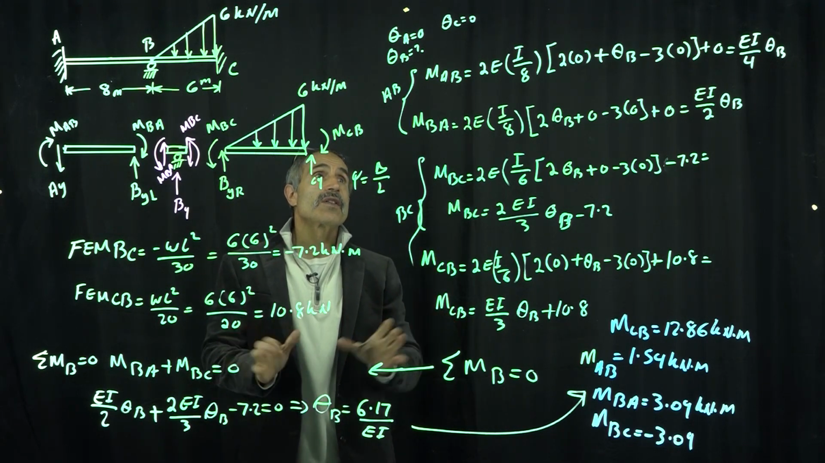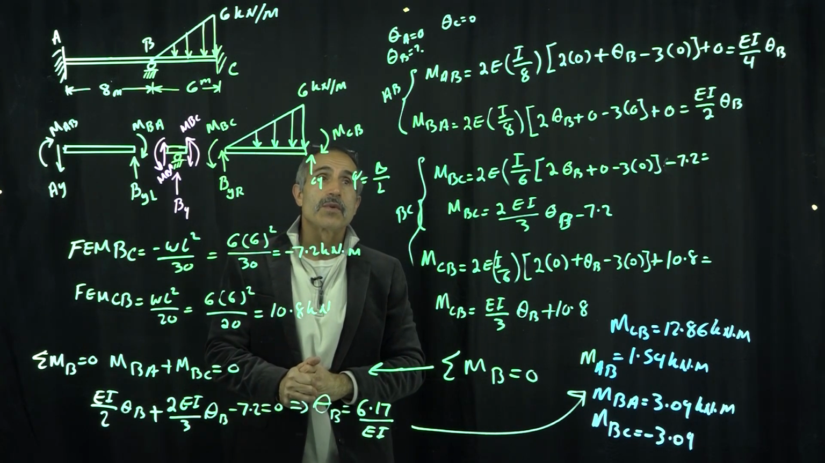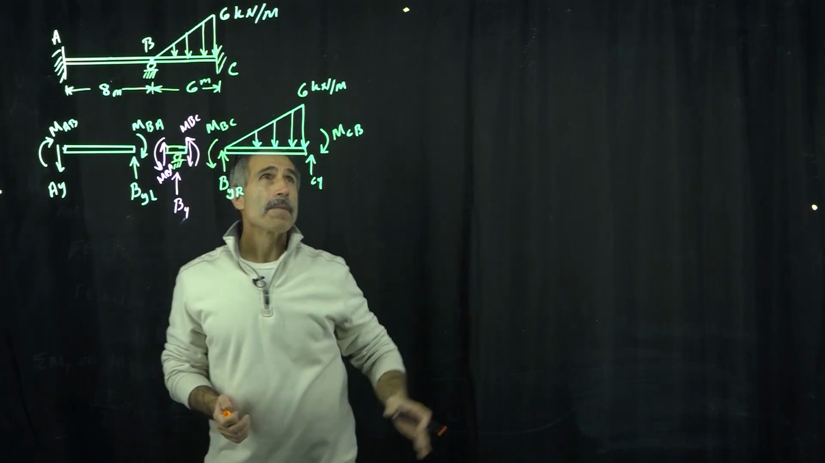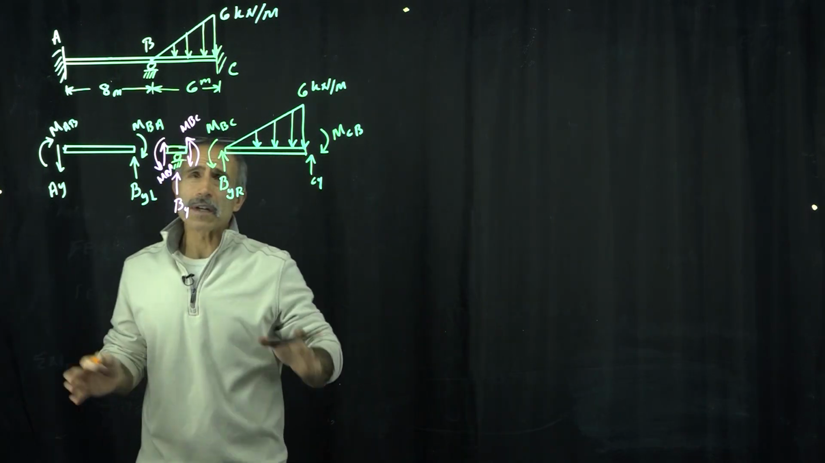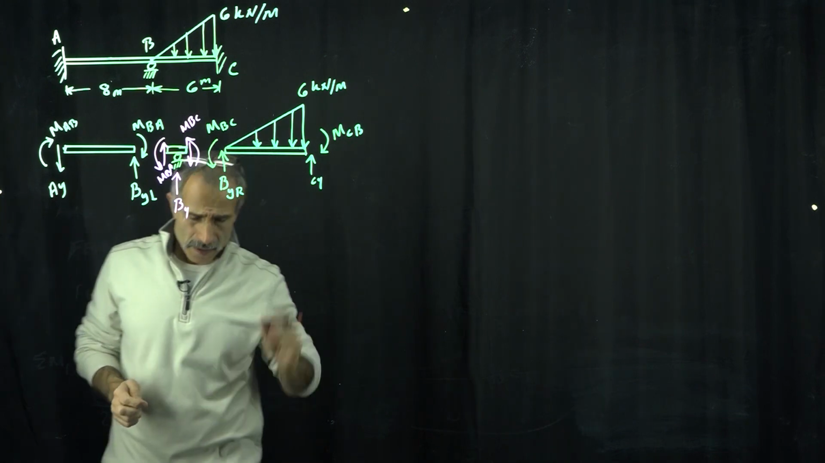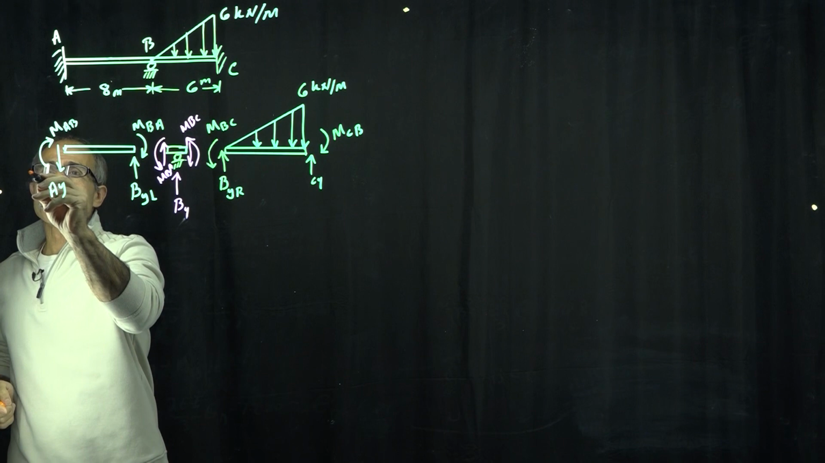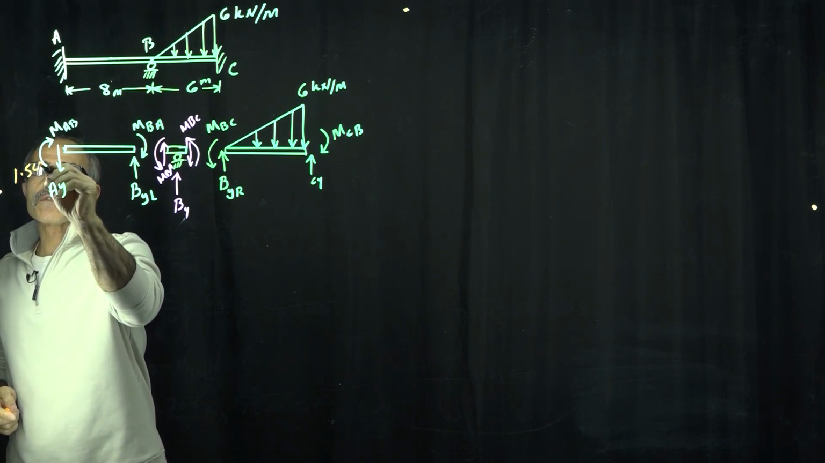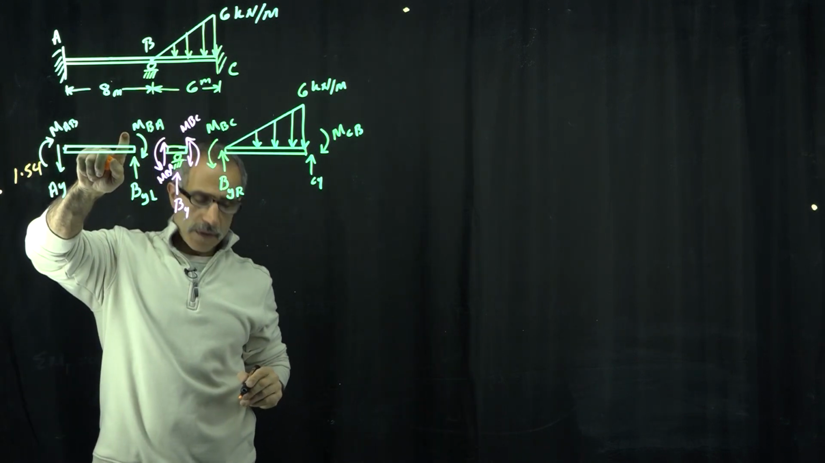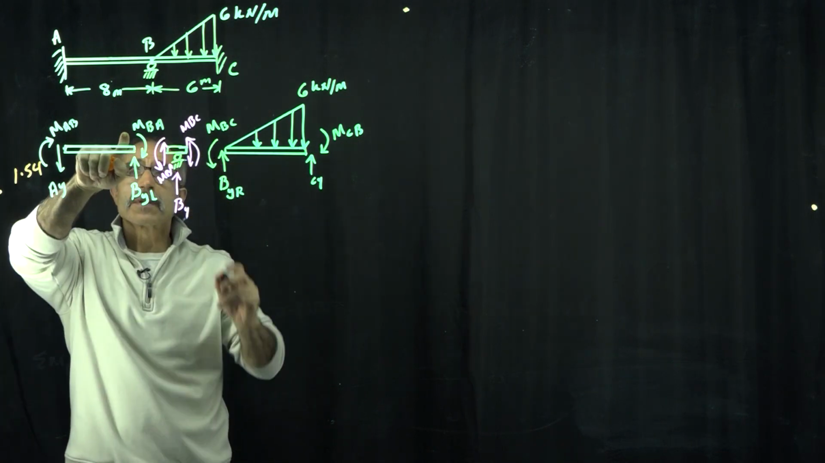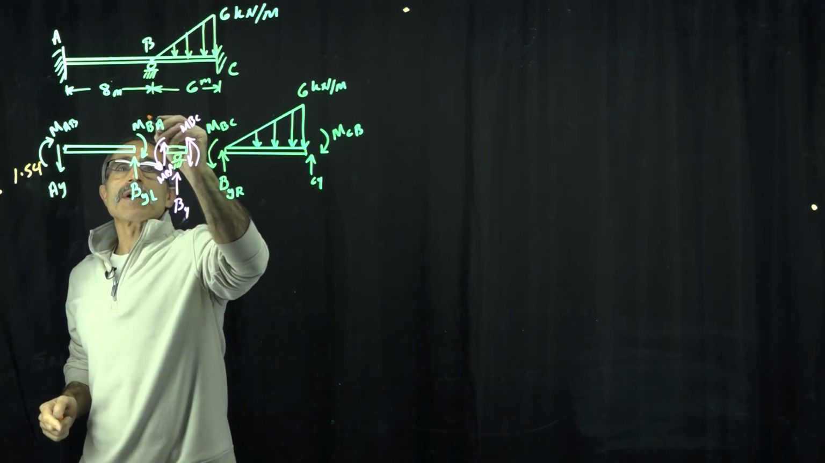Pause the picture and write all this stuff down because I'm going to erase the board. 1, 2, 3. We calculated all the moments. Let's put them in the free body diagram here. So this one came out to be 1.54. And over here, this internal bending moment came out to 3.09.